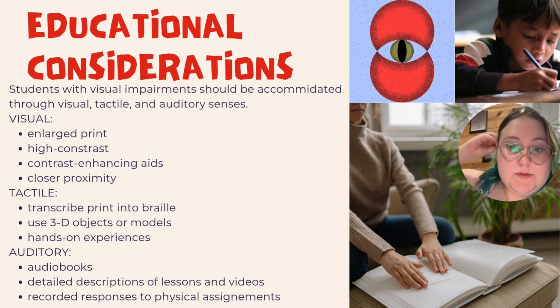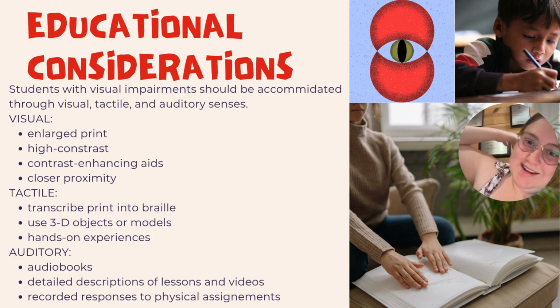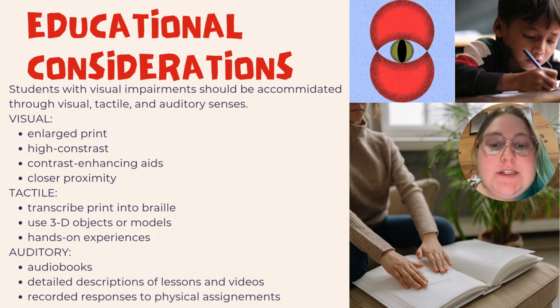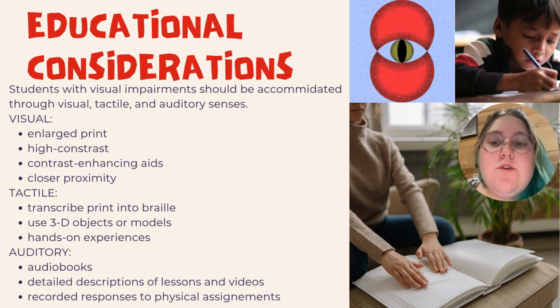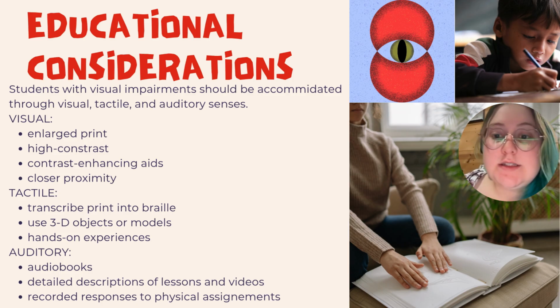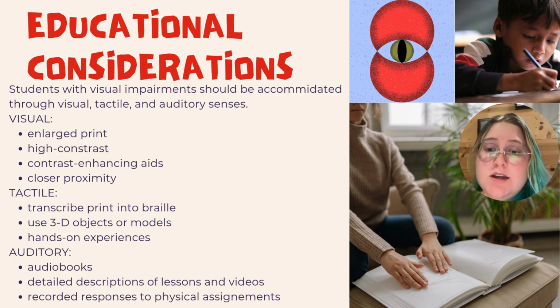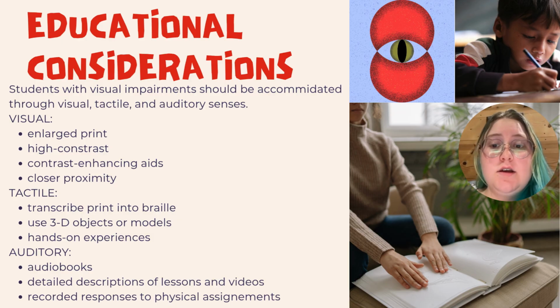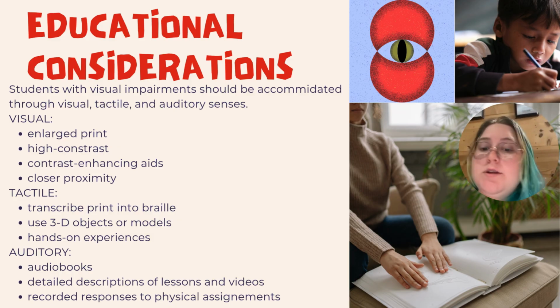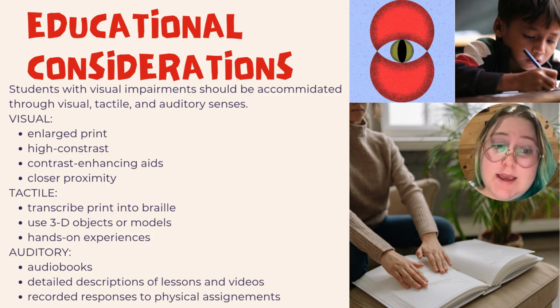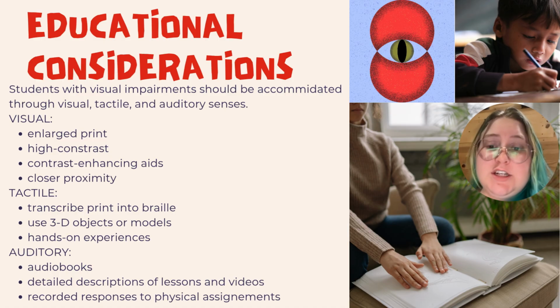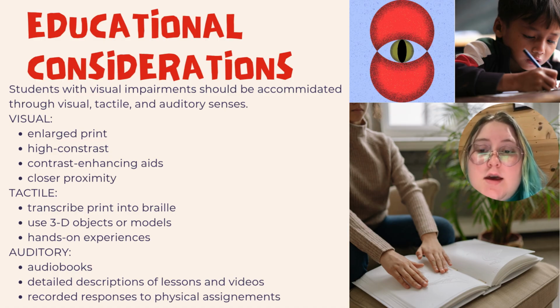And then students with visual impairments should be accommodated through visual, tactile, and auditory senses. These are some examples that I also pulled from the IRIS modules. So for visual accommodations, it's like large print, different fonts, high contrast papers, contrast enhancing aids, closer proximity to the teacher, closer proximity to the board, closer proximity to the video you're playing, the projection, whatever it may be.